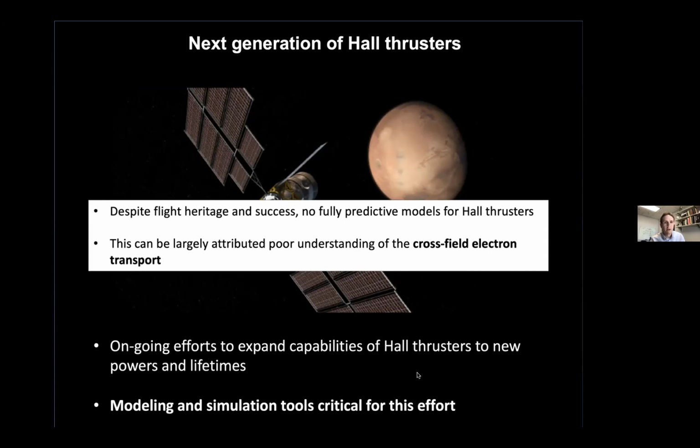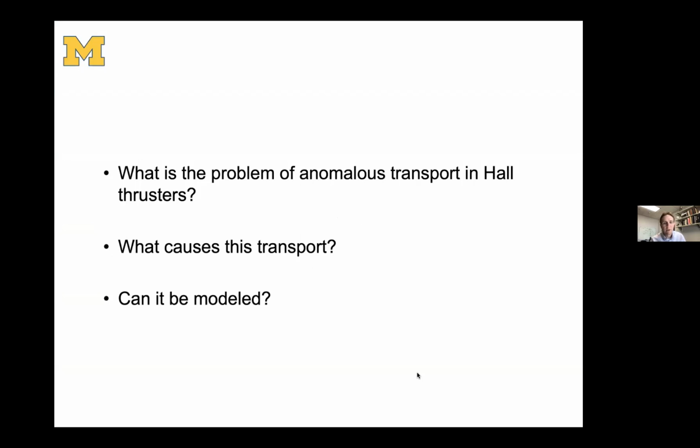And the reason for that, as is the case with many types of plasmas spanning the range of density and temperatures, is that there are aspects of the operation of the system and the underlying physics that remain poorly understood. The most dominant one in the context of Hall effect thrusters is the existence of anomalous cross-field electron transport.